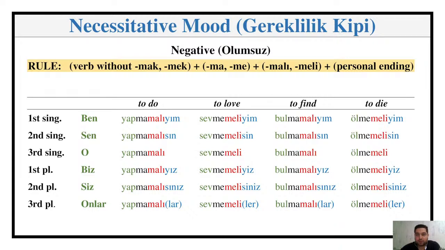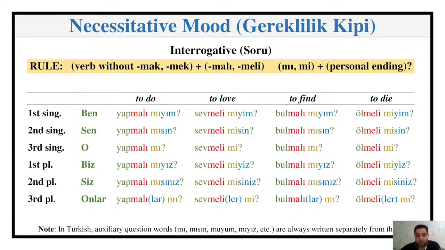So the third is basically interrogative. That's again the same as the future tense structure. What we have as a base is the third person in the first part, and then we add the question word me. Why only me? Because we only have malı or meli, which, based on vowel harmony, requires only me or mi in the question word. You don't have mu or mü. And then you add the personal ending.